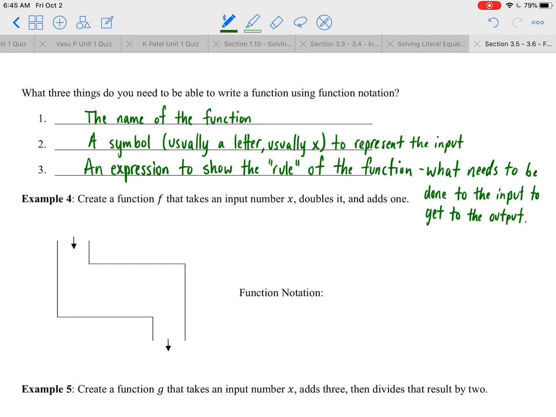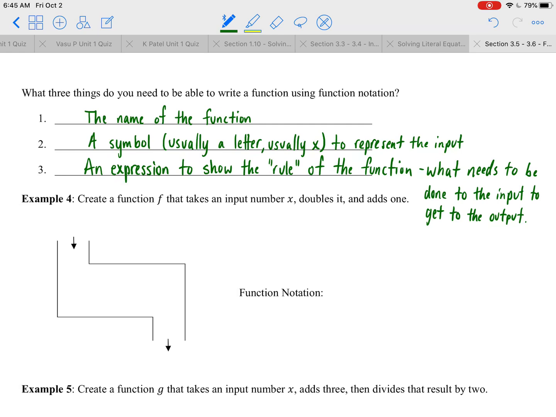So those are the 3 things that you need for a function. You got to know what the name of the function is, what we're going to call the function. You got to have a symbol that you're using to represent the input, because you don't know what the inputs are, but you have to give them a name in order to feed them through. And then you need an expression that's just going to tell you how to get from the input to the output, like what the rule is there.